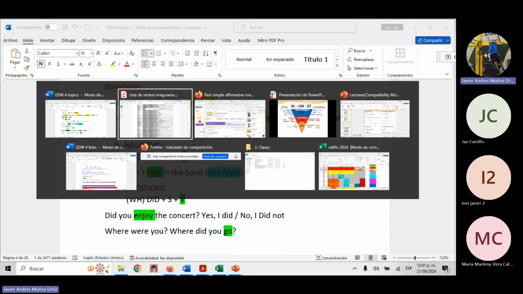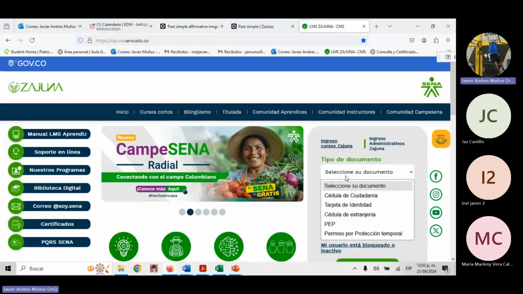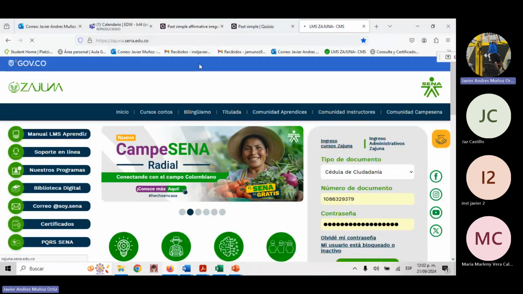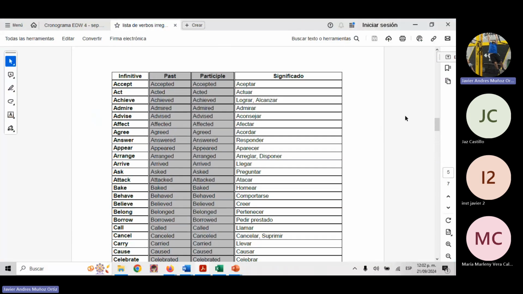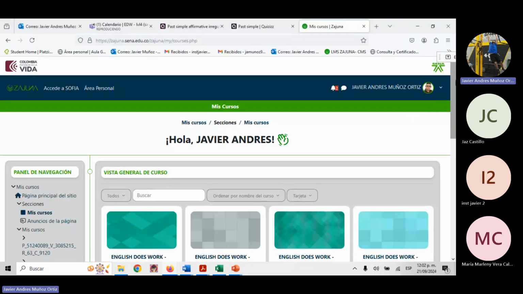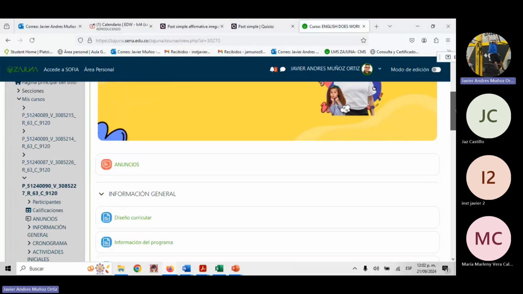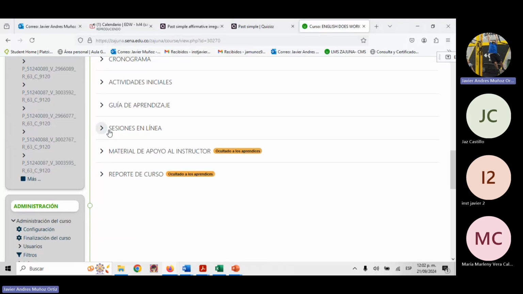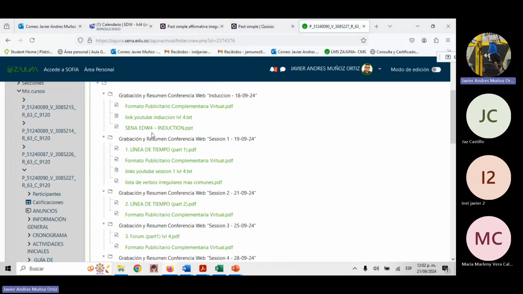What about the structure? Let's see the structure, but first, let's answer a question. Jasmine asks, where do we find this list of verbs? Where do we find this list of verbs, right? I guess this is the list that you are talking about, right? So we go to our course, in this case, level 4. We go to sesiones en línea, grabaciones, sesiones en línea. And here, you're going to have the recording.